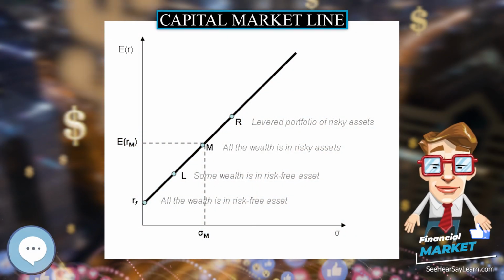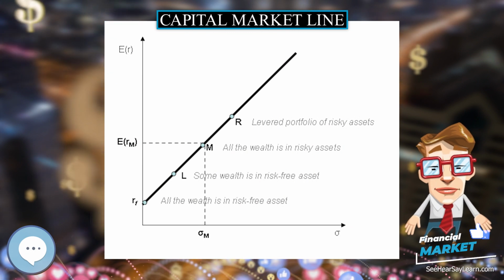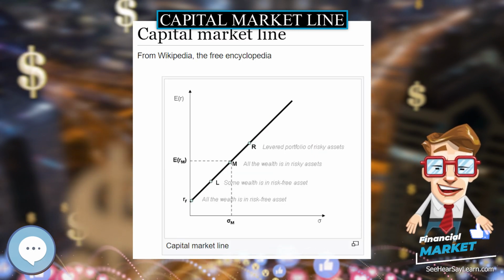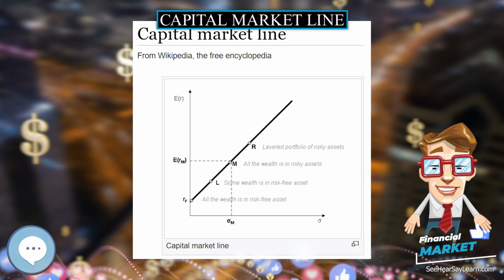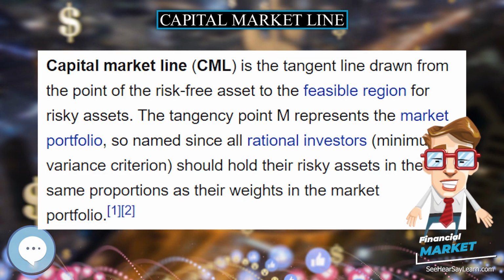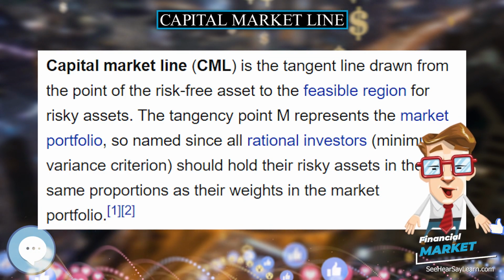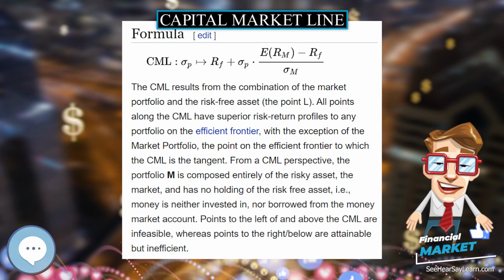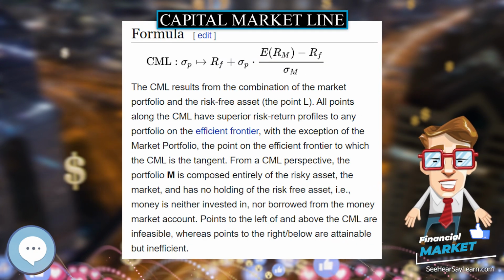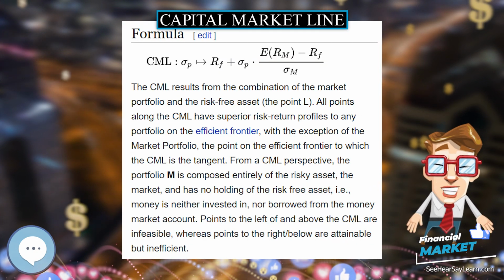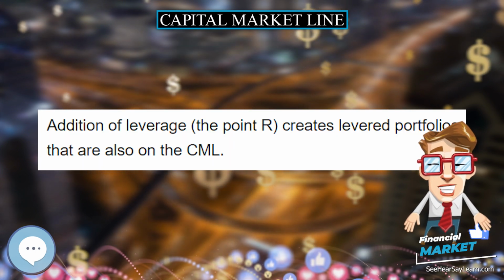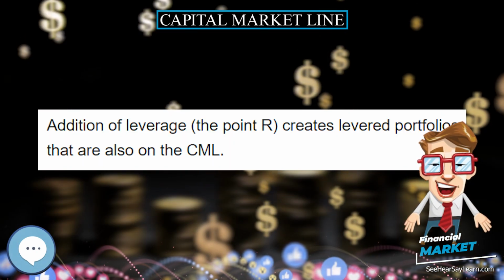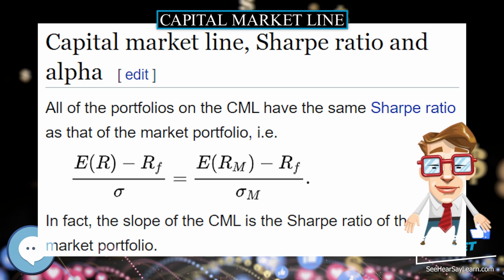Capital market line. The capital market line, CML, is the tangent line drawn from the point of the risk-free asset to the feasible region for risky assets. The tangency point M represents the market portfolio, so named since all rational investors, using the minimum variance criterion, should hold their risky assets in the same proportions as their weights in the market portfolio.